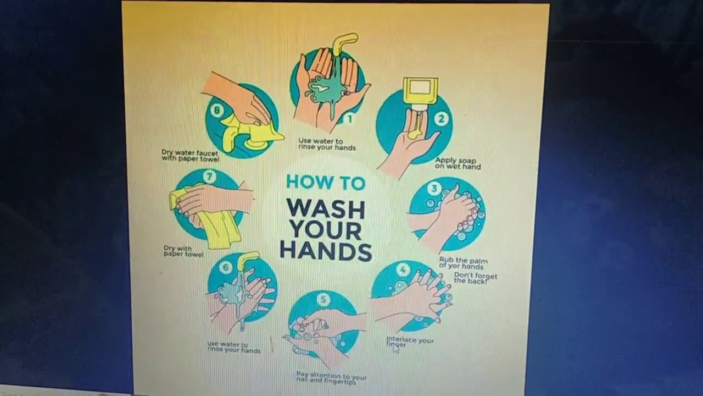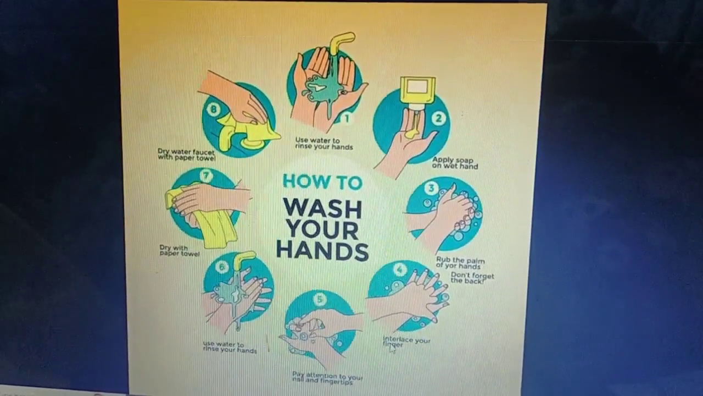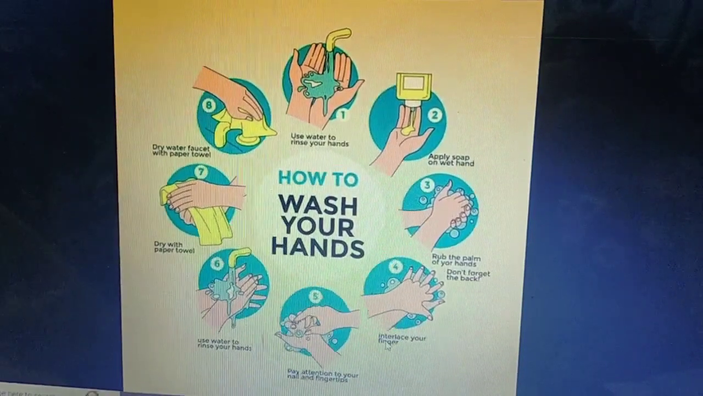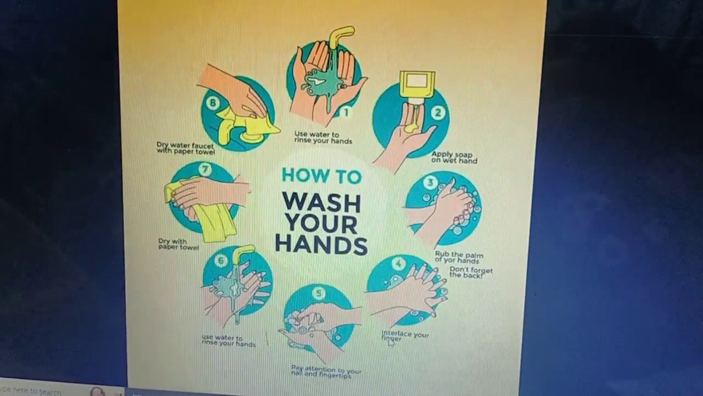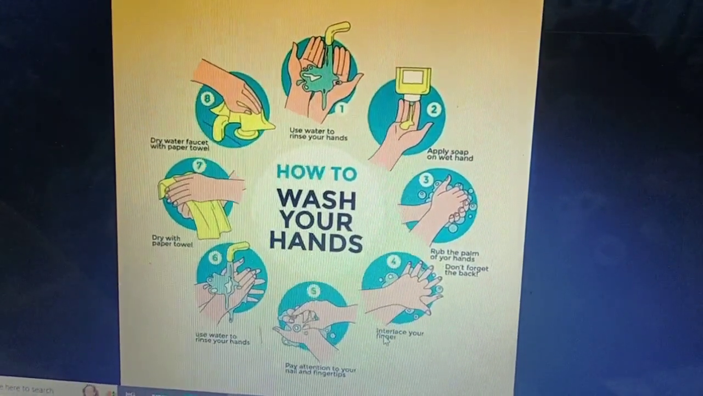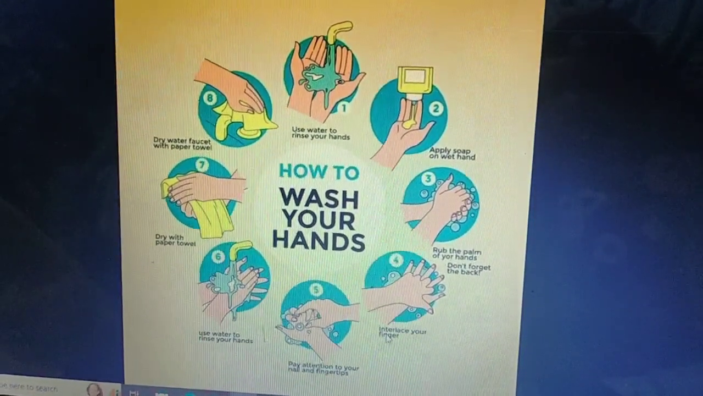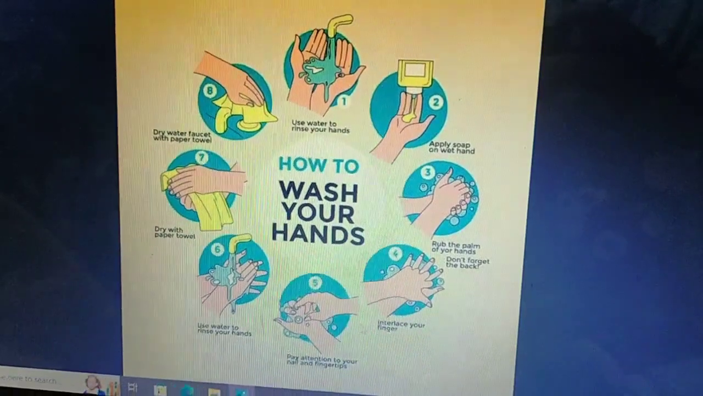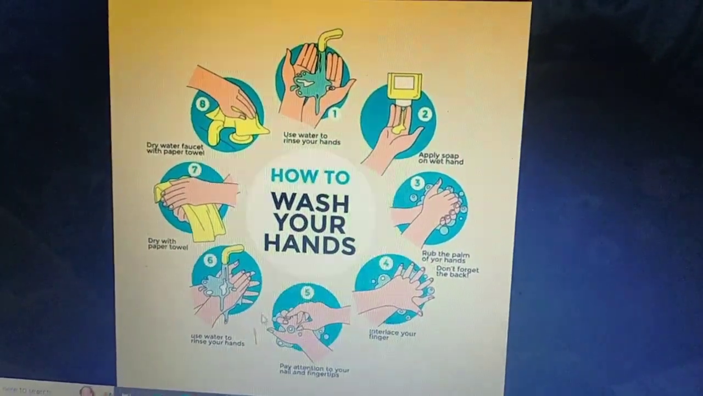Now, what all do we require to perform this procedure? We require a sink with a clean running water tap, okay, and we require a liquid soap, antiseptic liquid soap or a soap, and a single use towel or a tissue to dry our hands. Okay, and what are the 7 steps that are recommended by WHO?